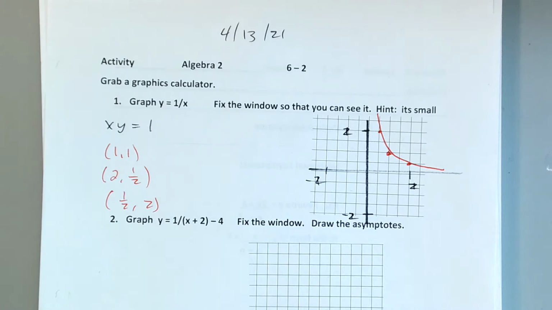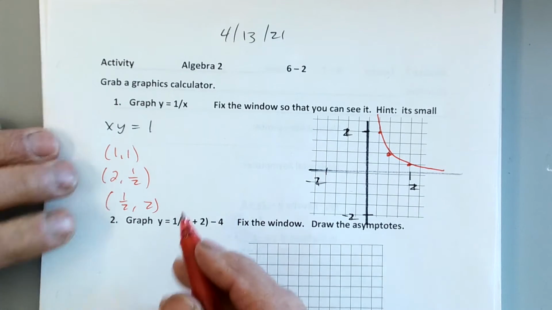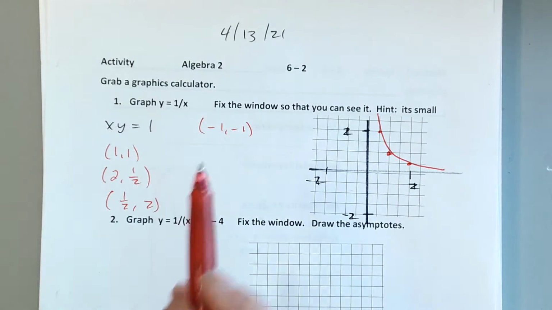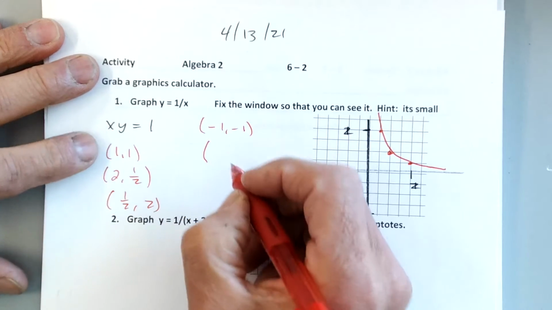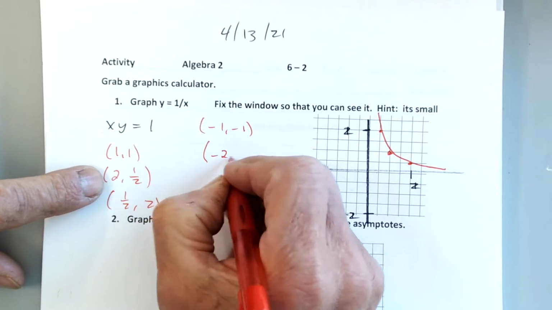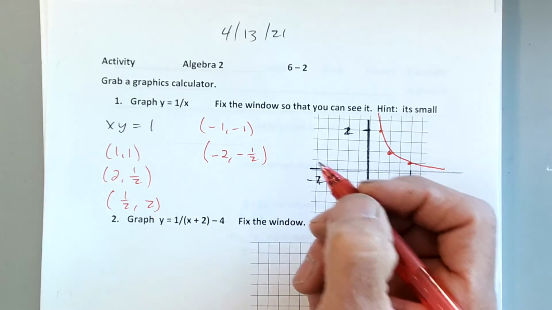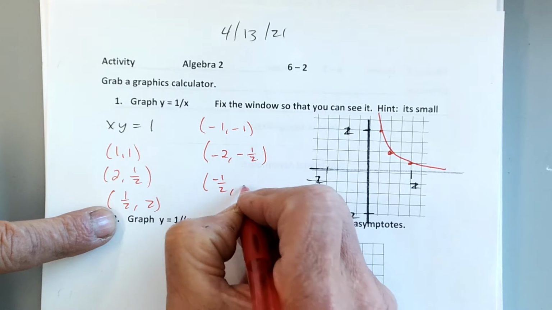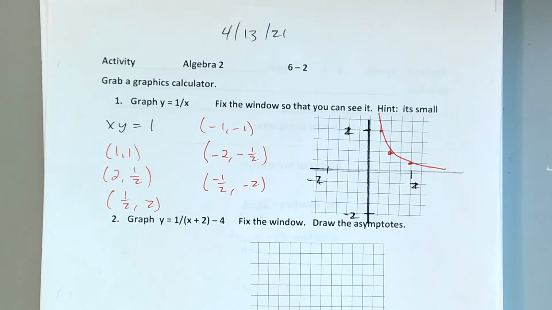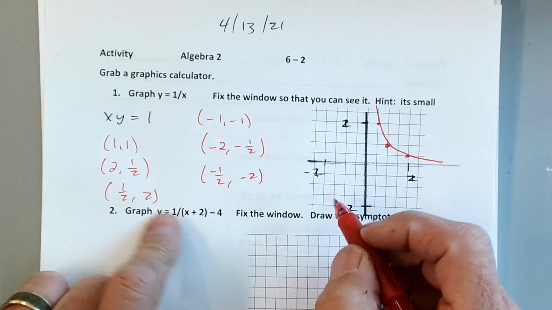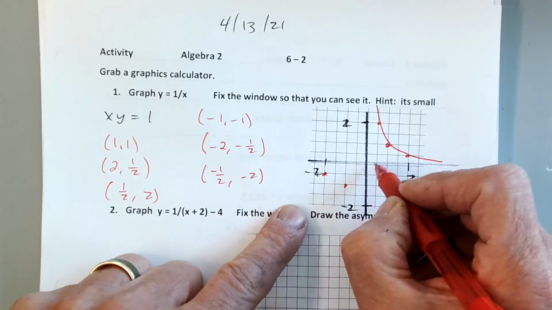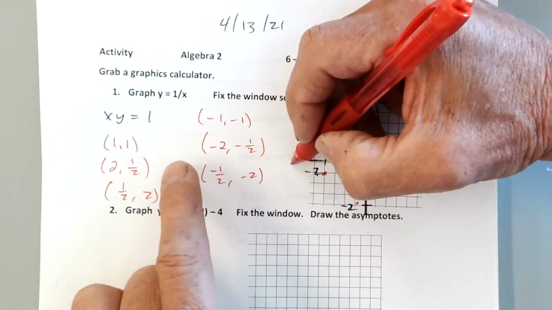And then the next thing I would have to do is do the negatives. So I know that negative 1 times negative 1 also makes positive 1, right? I'm just looking at what times what makes 1. And I can take these and make it a negative 2 and a negative 1/2, because that'll also make a positive 1. And I could also do this one here, make it negative 1/2 and negative 2, right? So let's graph the negatives. Then I'd have a negative 1, negative 1. I'd have a negative 2 and a negative 1/2, 1/2 and 2, and here's my graph, okay?